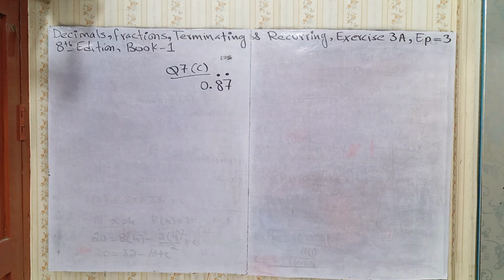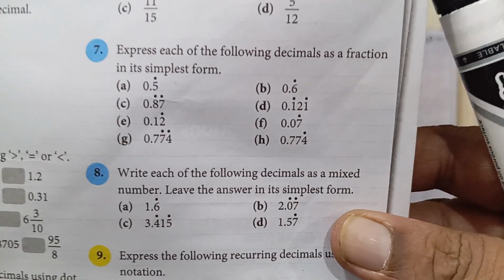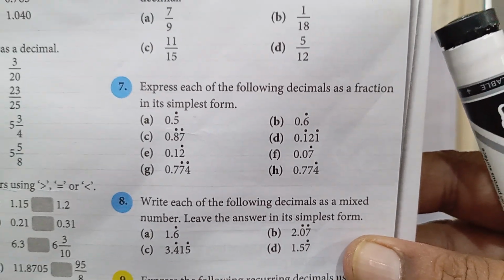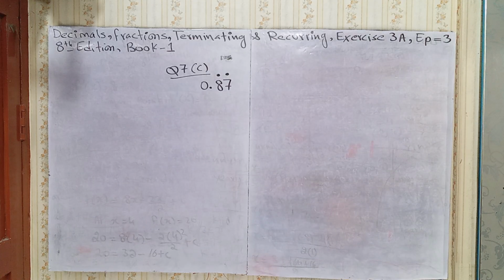We have already done 2 episodes on this exercise. Question number 7 says: express the following decimals as a fraction in its simplest form. This is the new topic which has been added. The dots which they have shown mean that these numbers will be repeated. So that is 0.87878787. This is non-terminating; we call it recurring. So we have to convert this into a fraction.